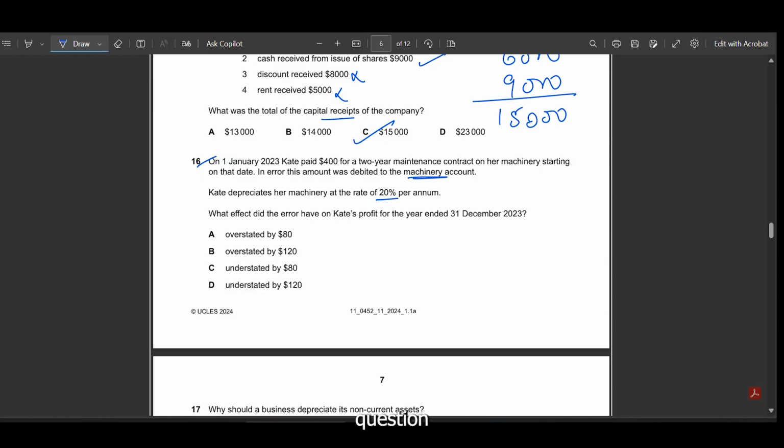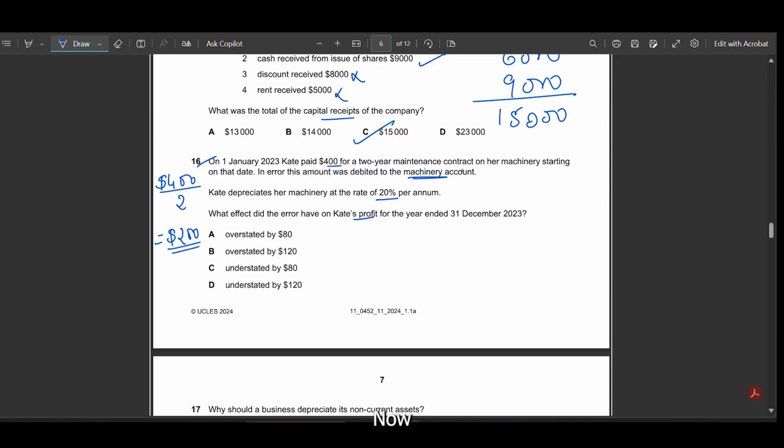Interesting question. Again, this question is from other receivables and prepaid, other receivables and payments. Instead of recording it as a revenue expenditure, she recorded it as a capital expenditure. And because of this, what effect did it have on the profits? Let's see. Now she is paying 400 for 2 years, so I need to calculate the 1 year expenditure. Just divide by 2 years, so I will get 200.